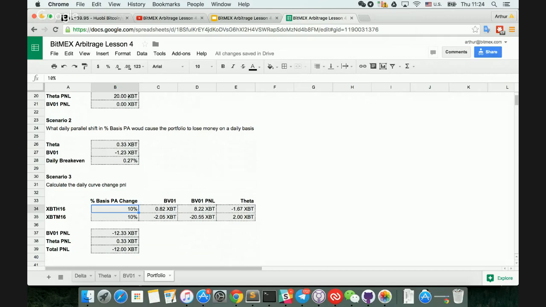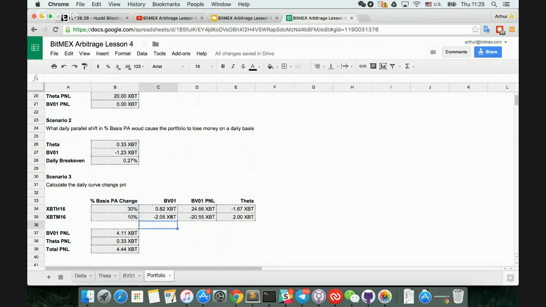We're going to exit the trade before H16 expires based on a change in the curve structure. We do need quite a bit of flattening because we have such a negative BVO1 on the long end, due to the great amount of time value. It takes a much higher upward change in the interest rate of our shorter dated futures contract to cause the curve to flatten enough for us to make money.